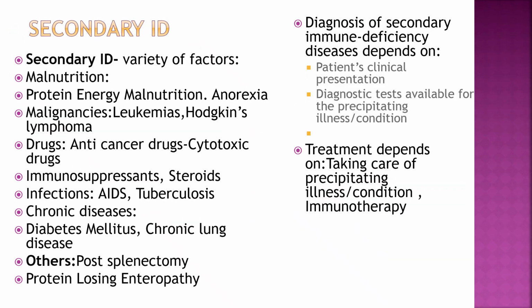Secondary immunodeficiency, caused by a variety of factors like malnutrition, protein energy malnutrition, anorexia, malignancies like leukemia, Hodgkin lymphoma, drugs like anti-cancer drugs, cytotoxic drugs, immunosuppressants, steroids, infections like AIDS, tuberculosis, chronic diseases like diabetes mellitus, chronic lung disease, others post-splenectomy, protein-losing enteropathy. Diagnosis of secondary immunodeficiency diseases depends on the patient's clinical presentation and diagnostic tests available for the precipitating illness or condition. Treatment depends on taking care of the precipitating illness or condition, and immunotherapy.